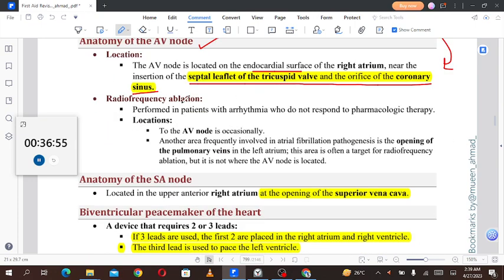Before that, radio frequency ablation. How do we do that? It is performed in patients with arrhythmia who do not respond to pharmacologic therapy. Locations include the AV node occasionally. Another area frequently involved in atrial fibrillation pathogenesis is the opening of the pulmonary veins in the left atrium. The area is often targeted for radio frequency ablation, but is not where the AV node is located.